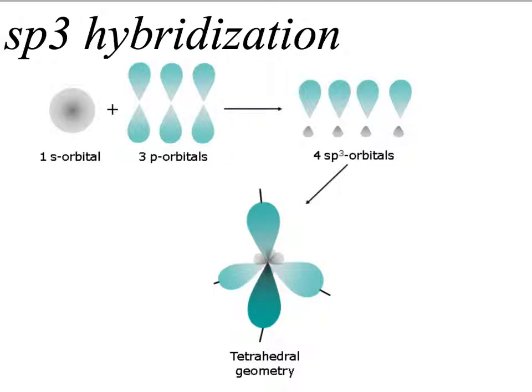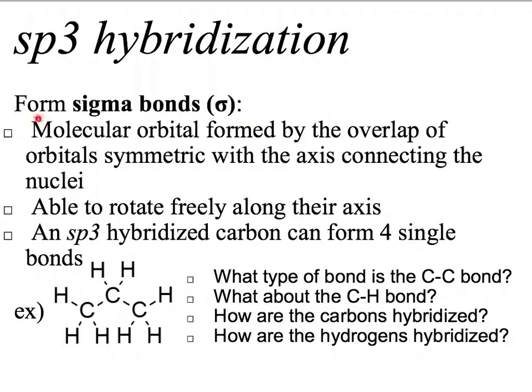That it is tetrahedral. With sp3 hybridization, I'm going to form all sigma bonds. And here's my symbol for a sigma bond. A sigma bond is a molecular orbital formed by the overlap of orbitals symmetric with the axis connecting the nuclei. So in the specific case of sp3 hybridized carbons, these sigma bonds are formed by the overlap of the sp3 hybridized orbitals. Because they're only connected at one point, they're able to rotate freely along their axis. And they are a decently strong bond because we have a very good overlap of orbitals. An sp3 hybridized carbon can form 4 single bonds.